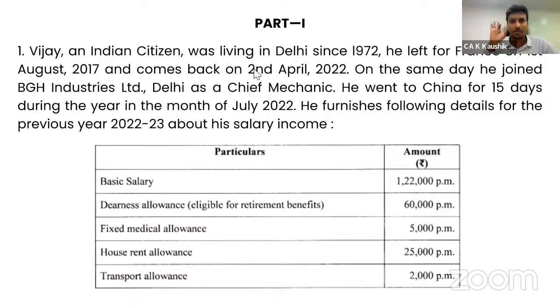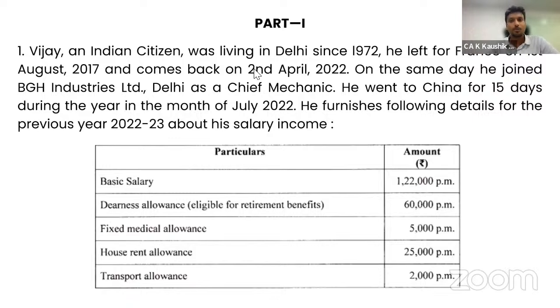That's all. Till here, the first 4 lines give the information related to the first question, that is, determine the residential status of Mr. Vijay for assessment year 23-24. Very simple, only a 4-line question. For the first sub-question, you are ready to gain 5 marks. Let's finish this part and then proceed to the second part.